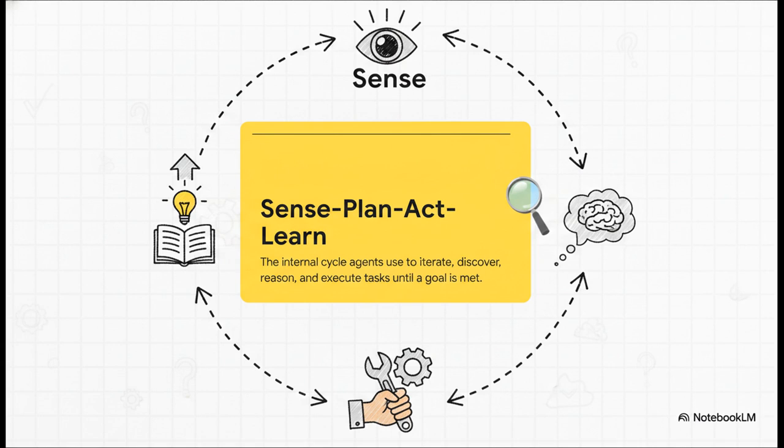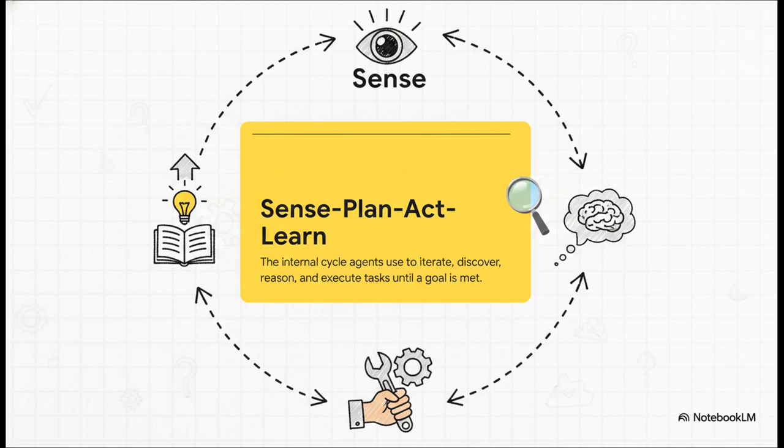Act is the physical execution of tools, like maybe running a Python script, sending an email, or querying a SQL database. And finally, we have Learn, which, if we're being honest, is perhaps the most critical phase of the entire cycle. This is where the evaluation of the output happens and the agent's working memory is updated.